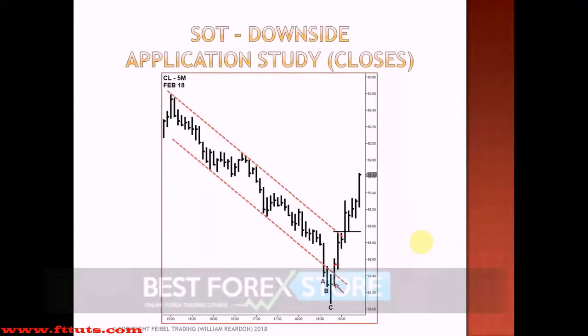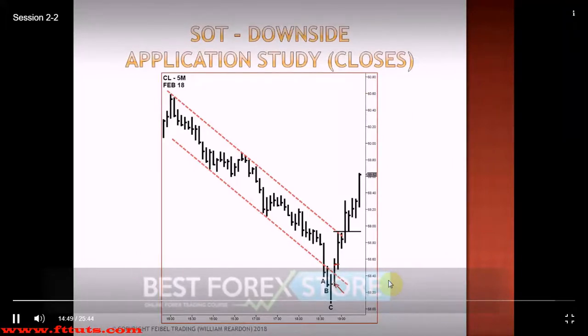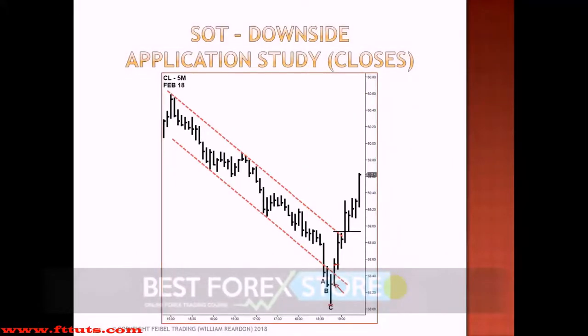But you pay for confirmation. Here, your risk is under C. Here, if you buy this, you're paying for confirmation because your stop still has to be under C. Alternatively, what you want to see would be a break of this channel as we do here, and then you want to look for a weak pullback.